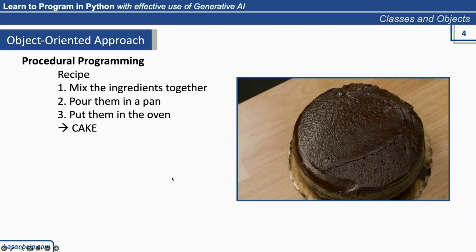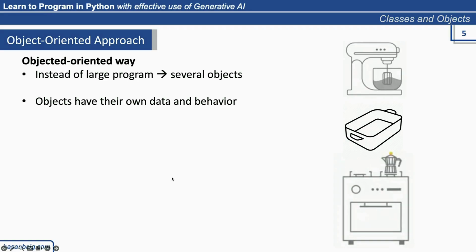If you were to approach the same problem of baking a cake using the object-oriented approach, rather than following a step of instructions, you would create independent objects. Just like a mixer, you would focus on creating an object that could mix the ingredients together. Similarly, creating an object that could hold the contents, like a pan. And similarly, creating an oven as an object to use for our own purpose.